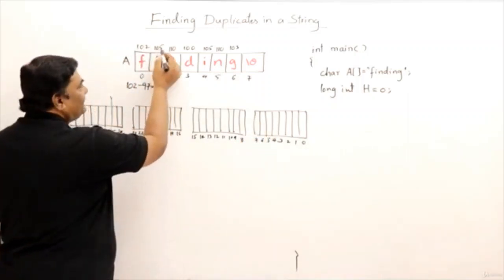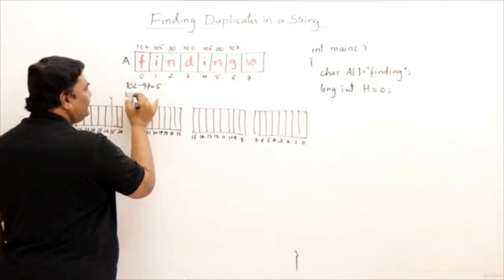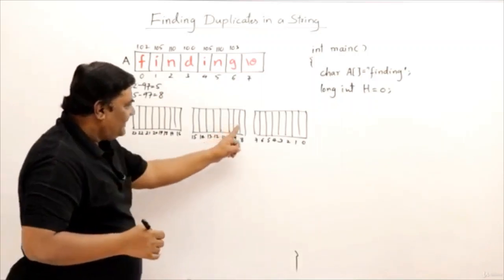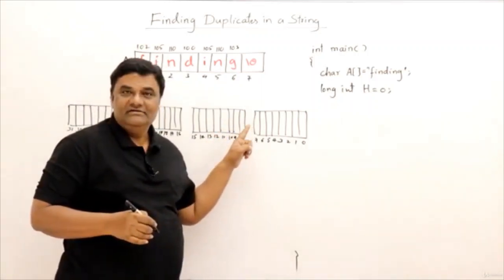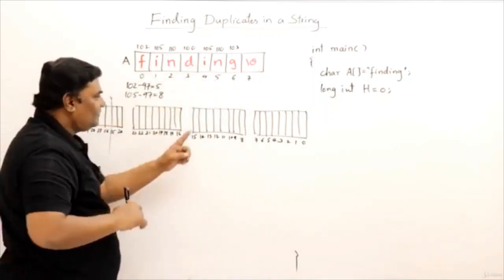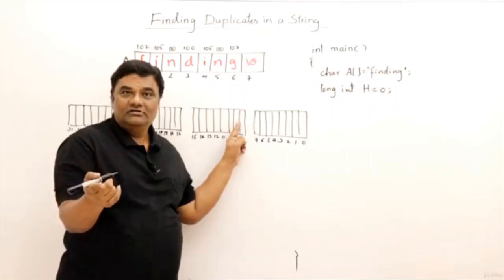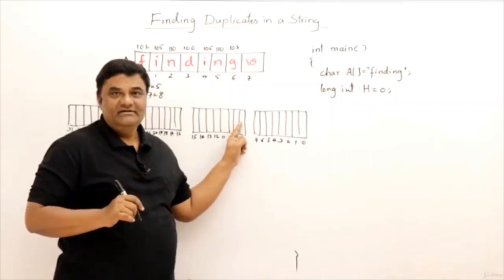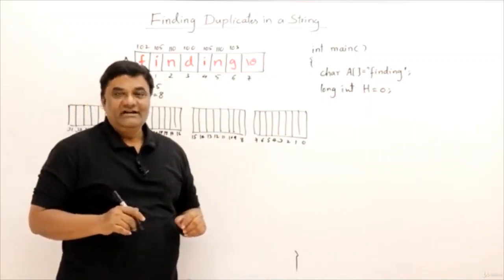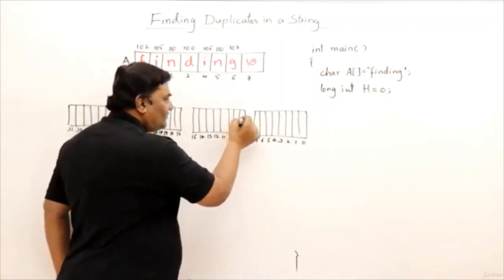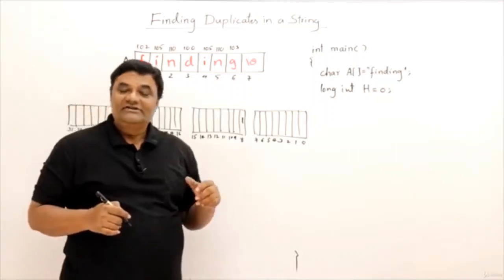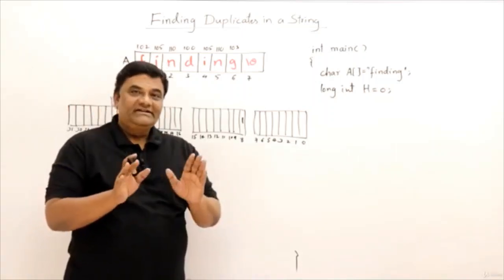And for this i, it is 105. So 105 minus 97 gives 8. So we'll set this 8th bit on, right? Next time when we come to this i, again it is 8, so we will go and check the 8th bit. It's already on, so i is duplicated. So before setting it on, we will check whether it's already on or not. How do you check whether that bit is already on? By performing masking, ANDing. If it is already on, then we say it's a duplicate.